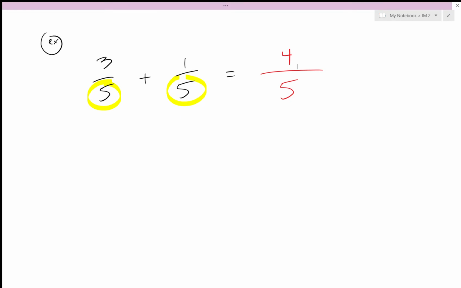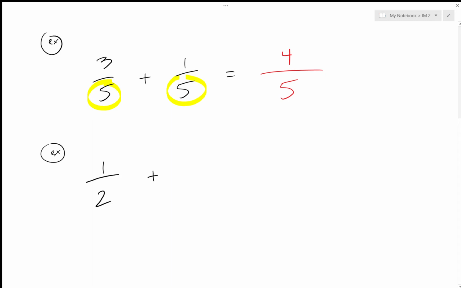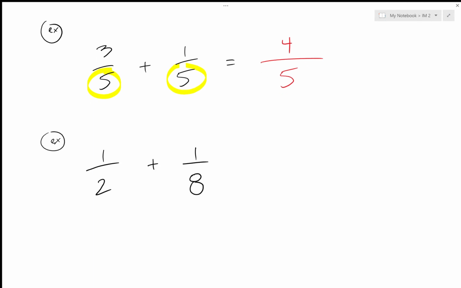Now this is all fine and dandy when you have the same number on the bottom. Most chances we're not going to have that common denominator. In this case, I take 1/2 plus 1/8, not the same number on the bottom. All right, but luckily we might be able to change these fractions into equal fractions that maybe have a different number on the bottom. And we're looking to create the least common multiple or lowest common multiple.